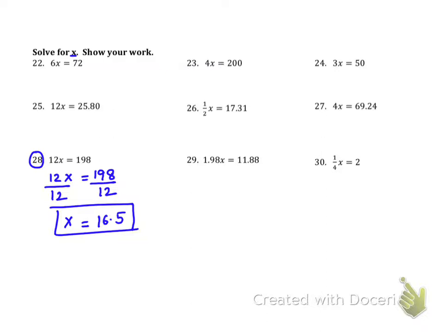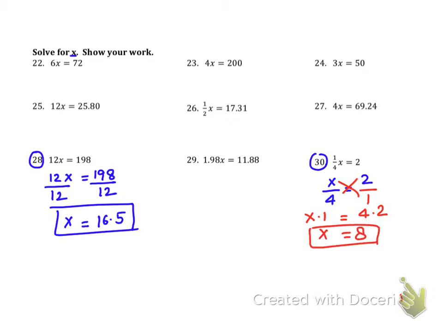Now let me share the solution for question number 30, how to do it. That's 1 over 4x is 2. I would show you the cross multiplication. This could be written as x over 4 is 2. I suggest you imagine 2 written as 2 over 1. I'll multiply in cross like this. X is multiplied by 1 and 4 is multiplied by 2. X is 8.